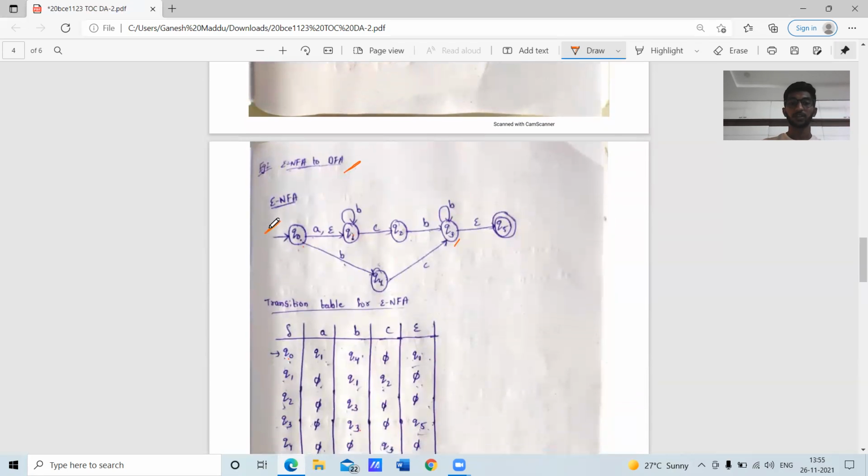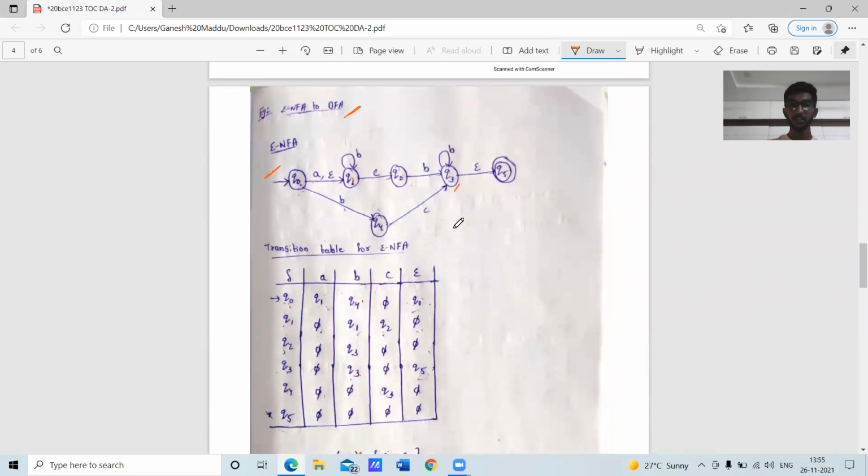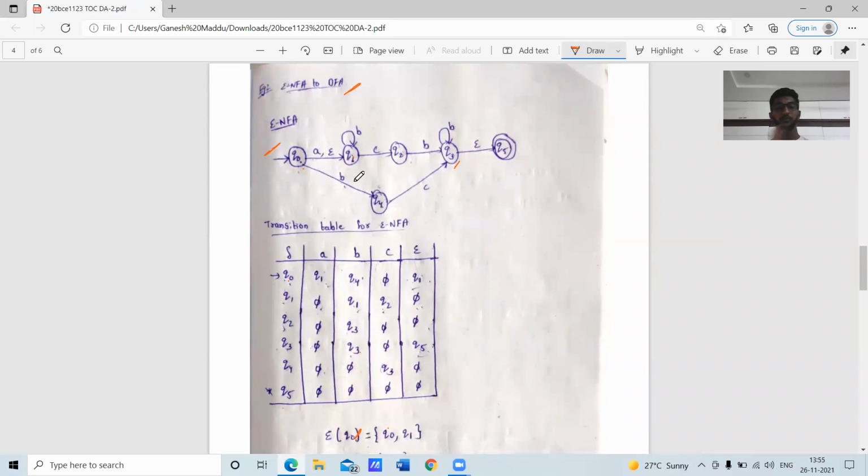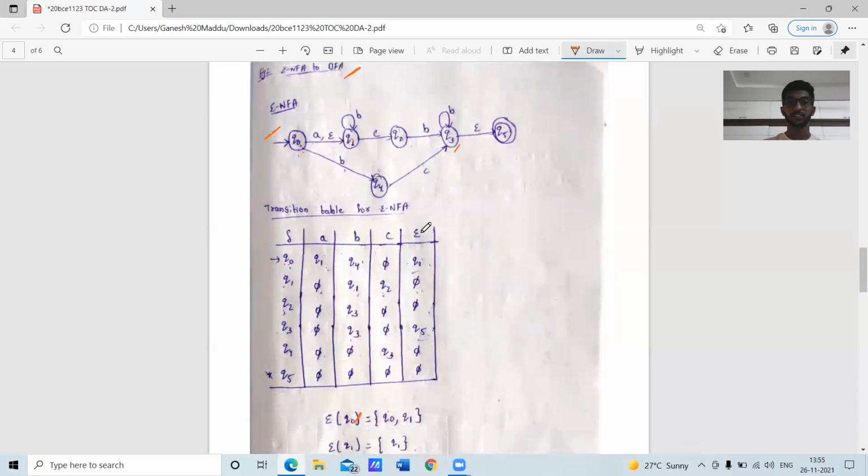Take an automaton with epsilon NFA. This is an epsilon NFA. Here we have epsilon transitions, so we call it an epsilon NFA. Now write the transition table for this epsilon NFA. I will explain how to write the transition table.